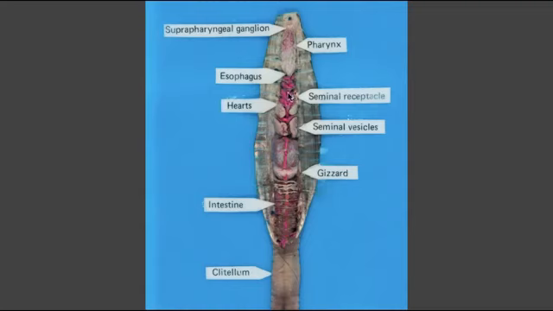These small white structures on the right are the seminal receptacles, and these larger, somewhat darker structures are the seminal vesicles. The pharynx is clearly visible, but the esophagus is mostly obscured by the hearts and the reproductive organs. The gizzard and the intestine are labeled, but for some reason the crop was left out. So let's remedy that situation.